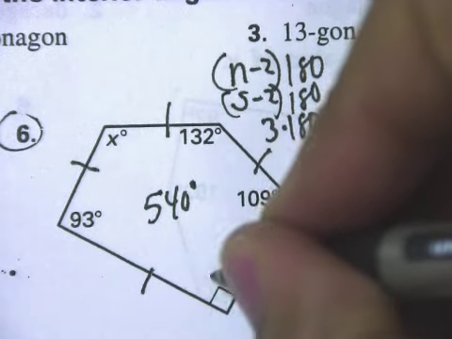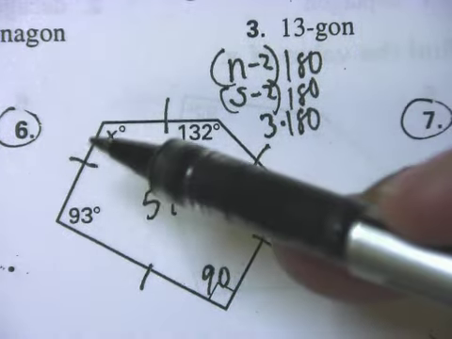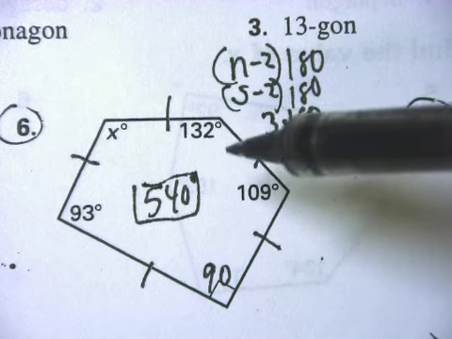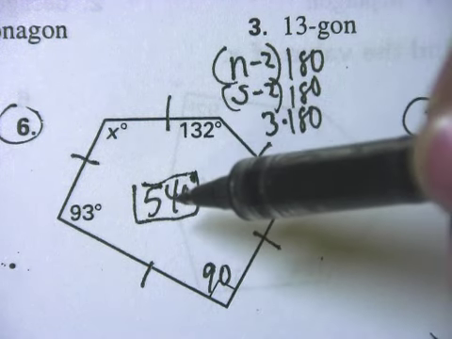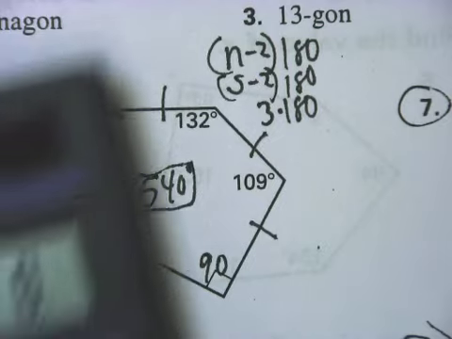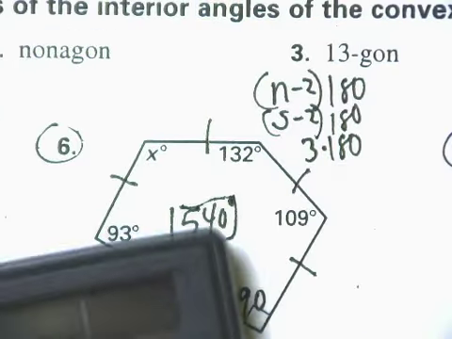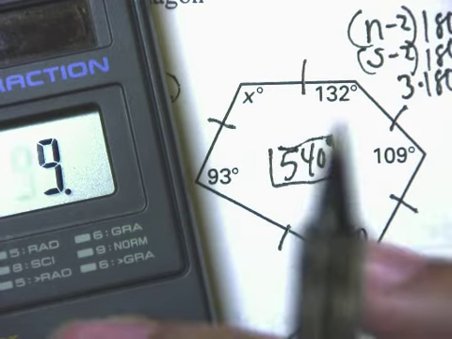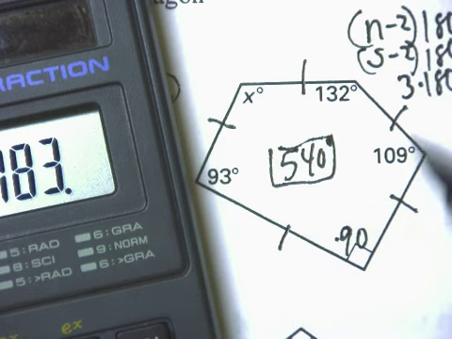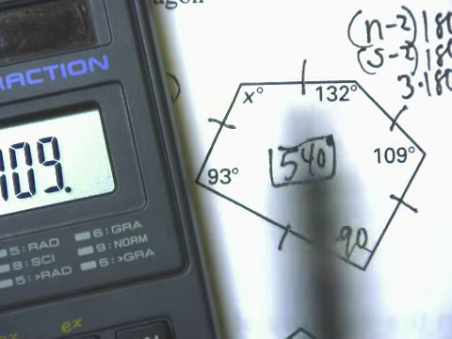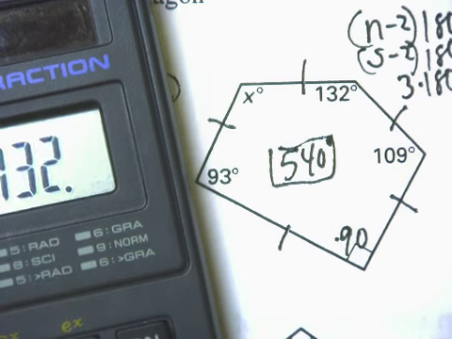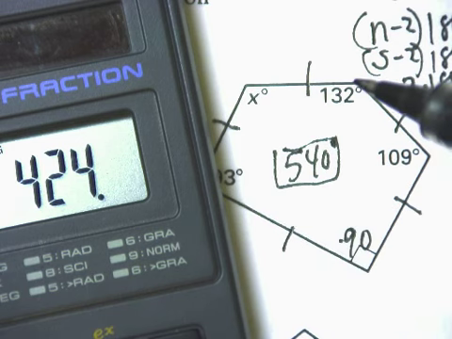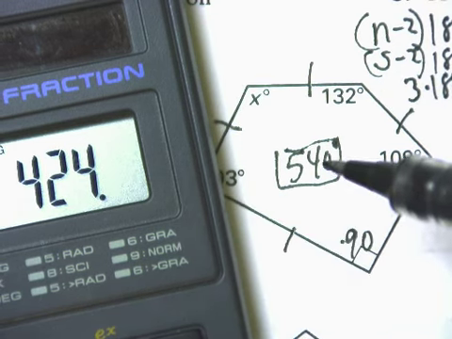is 540. So a pentagon has 540 degrees. Well, we know that this is 90 degrees. I'm looking for x. So if I want to find x, all I need to do is add up all these angles and subtract it from 540. So let's add them all together. 93 plus 90 plus 109 plus 132 is equal to 424. So if I add up all these angles together, they all add up to 424.